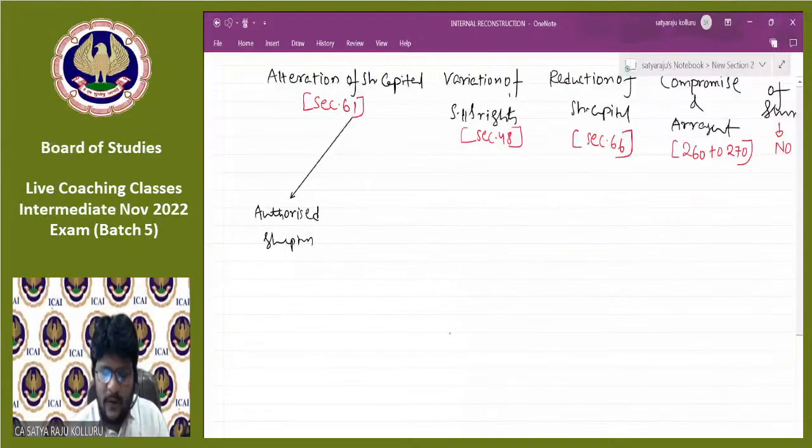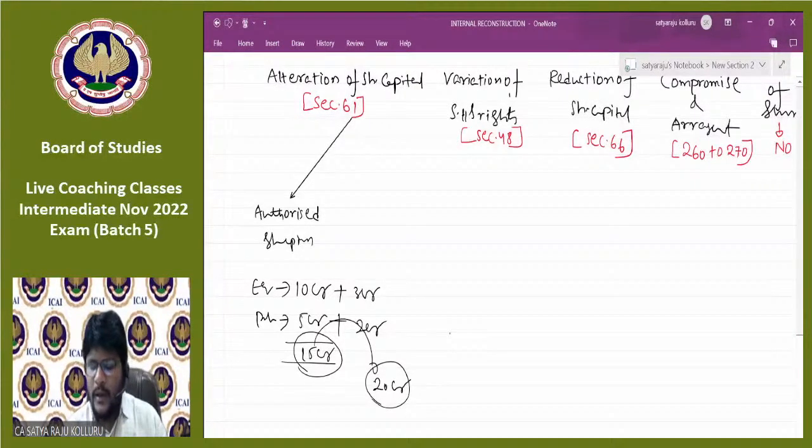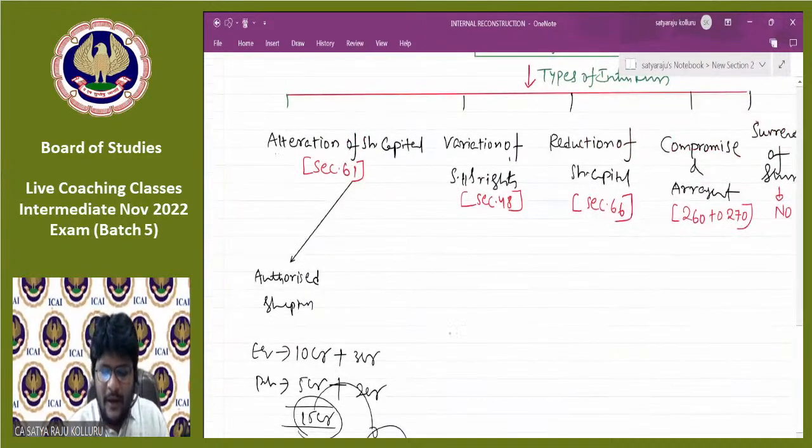Till now, let us assume the authorized equity share capital was 10 crore and the authorized preference share capital was 5 crore. So the total authorized capital was 15 crore. Now we are going to increase this 15 crore to 20 crores by adding equity shares for 3 crore and preference shares for 2 crore. So the total is going to increase by 5 crore. The total will be 20 crores. Now, an increase in authorized share capital forms part of alteration of share capital only.